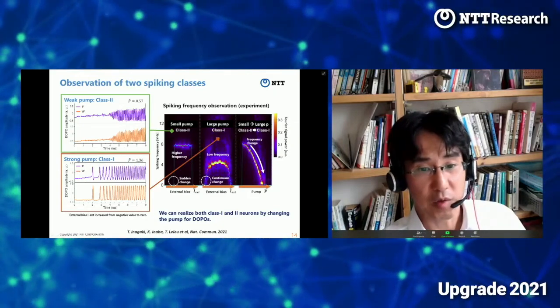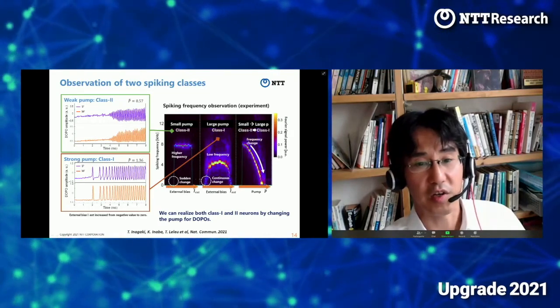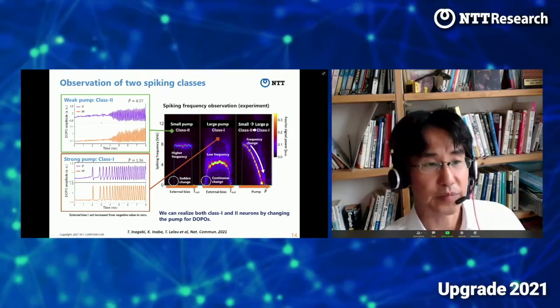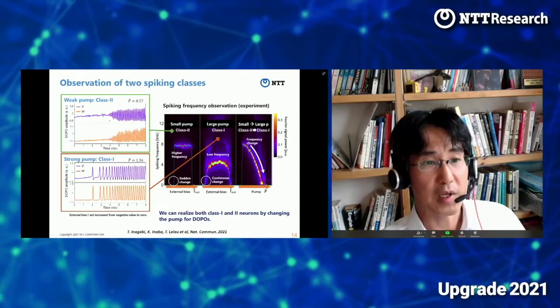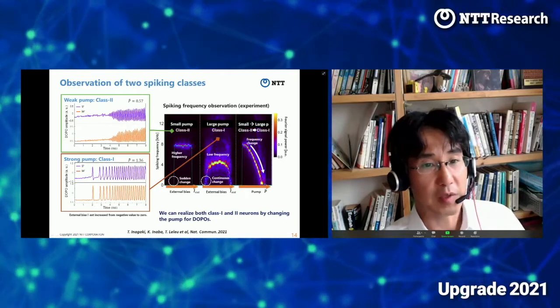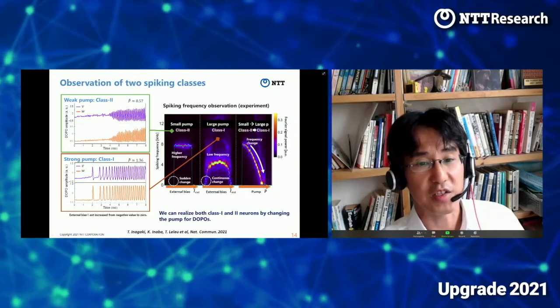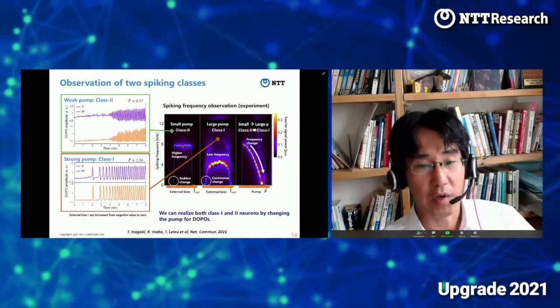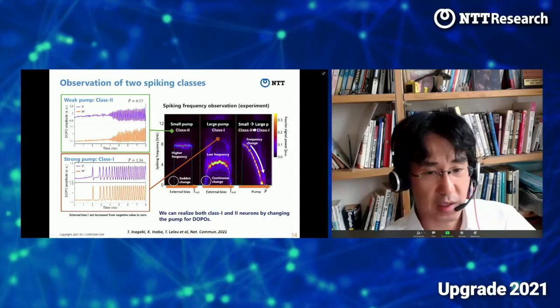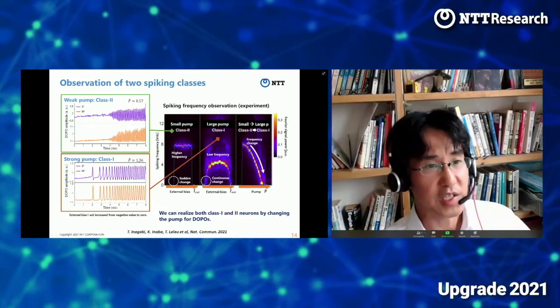In this experiment too, we changed the external bias from a negative value to zero and a large positive value. The system exceeded the threshold at around 4 milliseconds, but from the beginning the oscillation frequency is almost the same, and it doesn't change throughout while we increase the external bias. So the point is that by simply changing the pump power to the DOPOs, we can realize both class 1 and class 2 neurons.